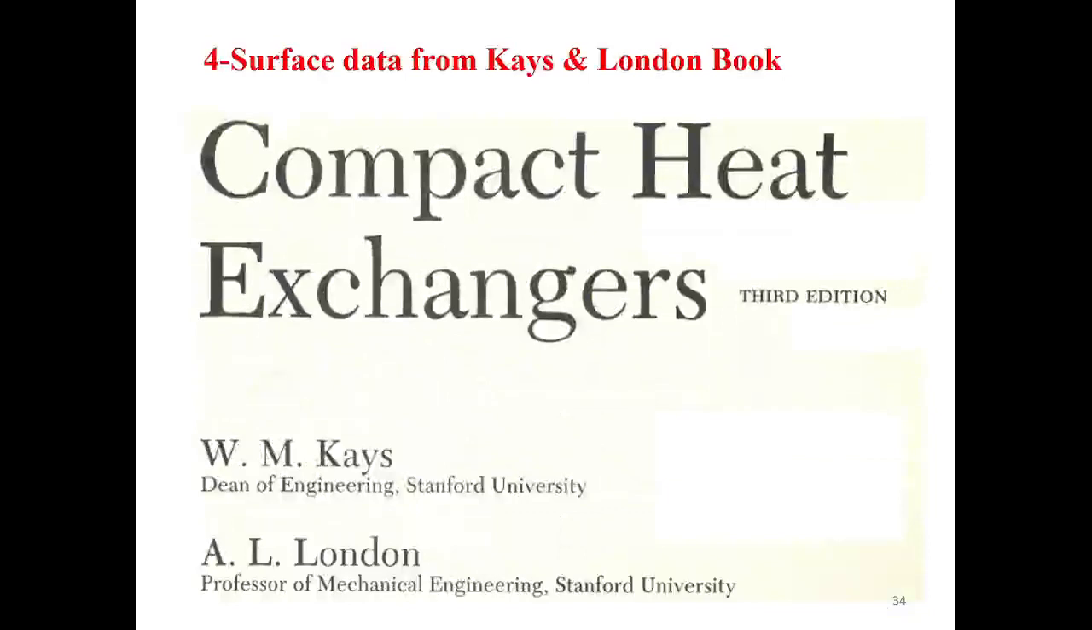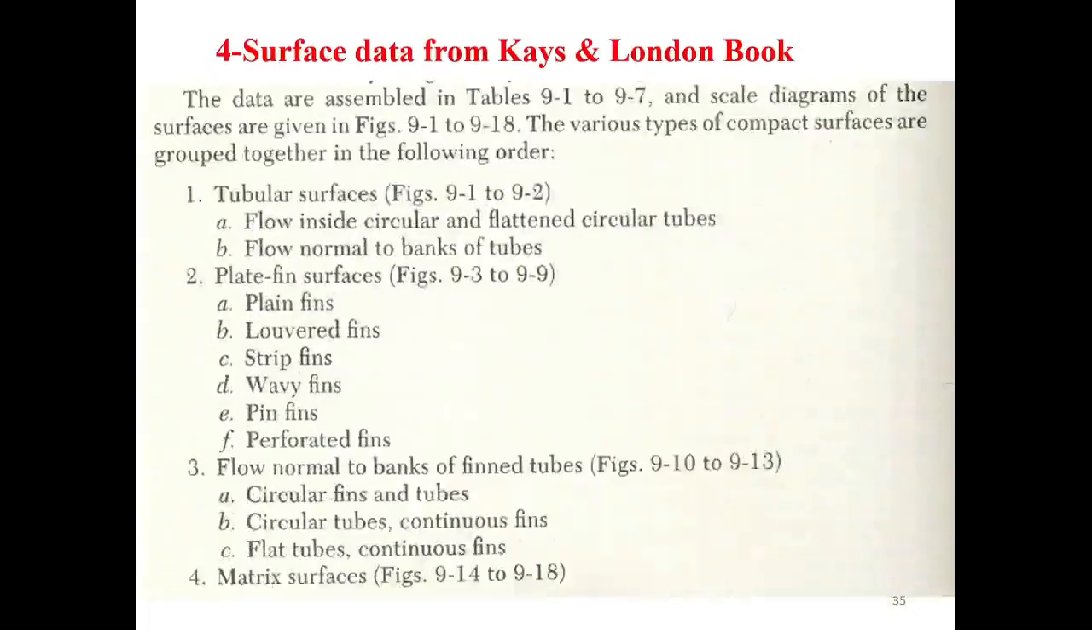This is a summary of some of the data in the book of Kays and London that I'm going to present shortly, just to understand that for the purpose of sizing or rating a compact heat exchanger, you need to go to these data, understand them, and utilize them. The main chapters in Kays and London that have the information for the surfaces are chapter 9 and chapter 10.